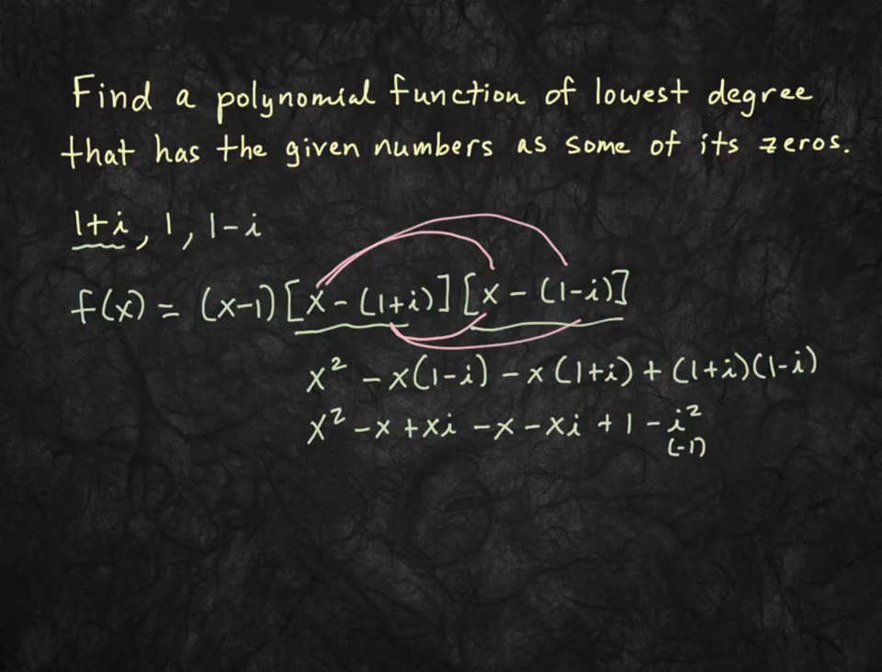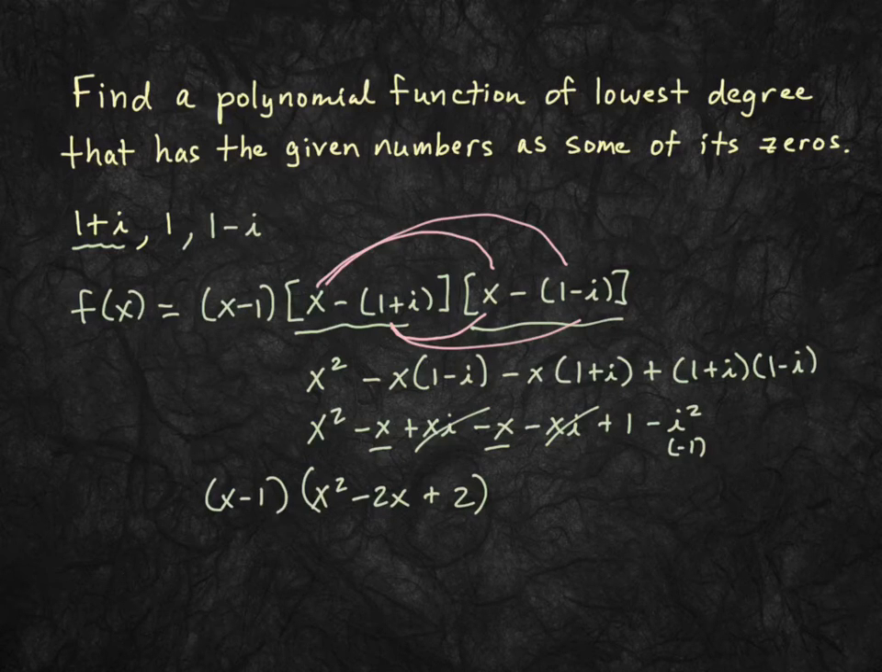So finally, I think we're ready to combine all our like terms. We have x squared. We have 2 minus x's, so that'll be minus 2x. Notice these guys cancel. And then we have a 1 minus negative 1. So this here ends up being 2, 1 plus 1. So that'll be plus 2. And so that's what we get when we multiply these guys together. Now don't forget, we still have to multiply by x minus 1.